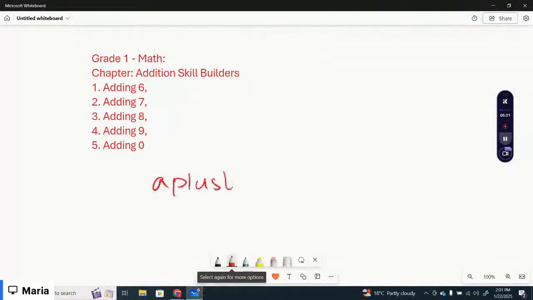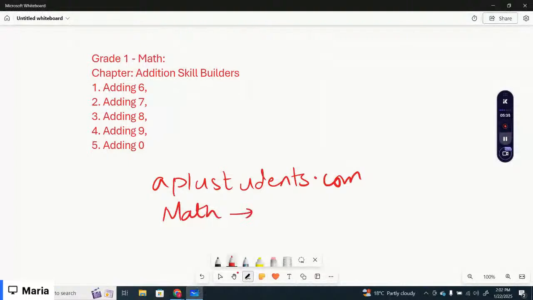You can find all the lessons on aplusstudents.com. You have to log in there using your email address and password as provided by the administrator. Then you have to select math from the subject tab. Scroll down to grade 1 math and then click on view all lessons.